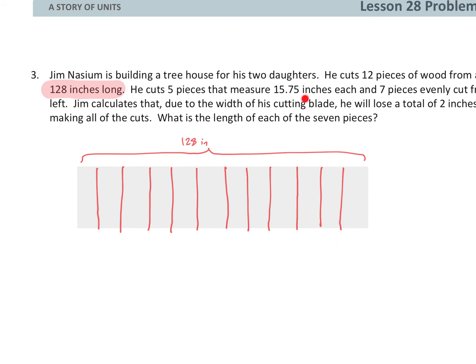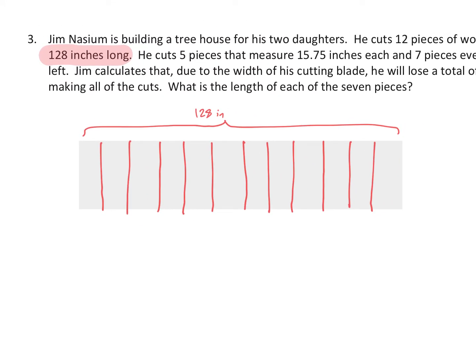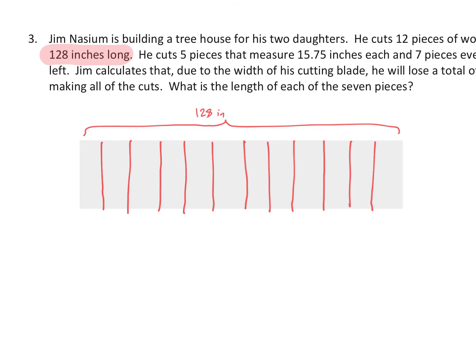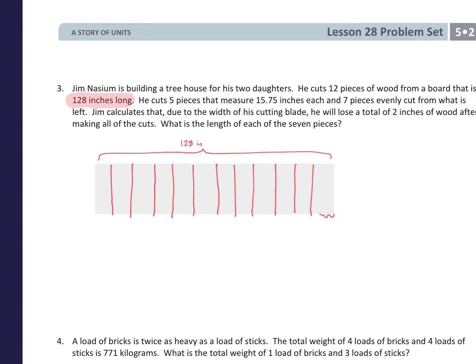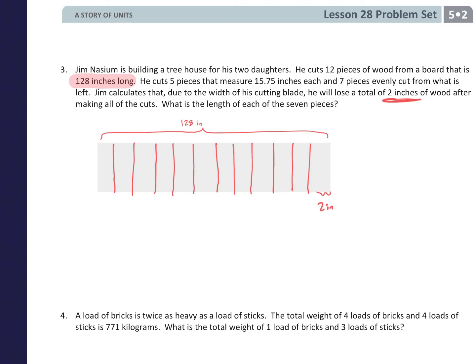Now, they don't have to be perfect. Remember, the 5 pieces are one size that we know, and the 7 pieces are a size that we don't. We don't know how big they are, right? So they're not all going to actually be even. So let's go ahead and look at what we know. We know it's 128 inches altogether, and then we know that we've lost what? 2 inches. When everything's done, when everything's cut, there's going to be 2 inches taken off, right?